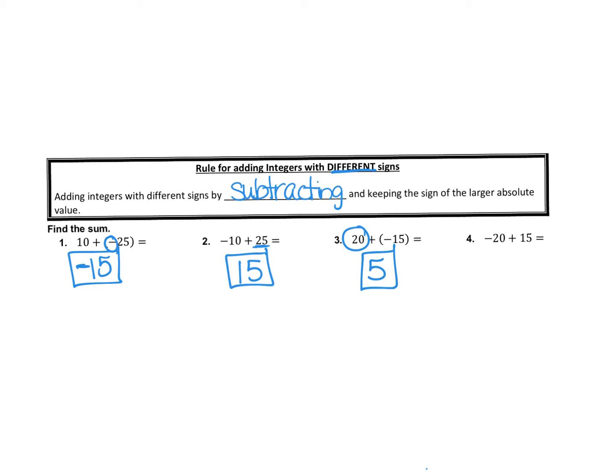And in the last example here, I have negative 20 plus 15. And again, we're going to just subtract them. And I'm going to have a 5. And now, is this more negative or more positive? And notice how I have the negative. So it's going to be a negative 5.